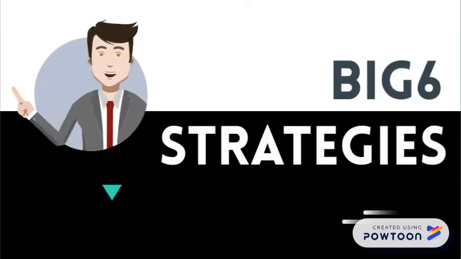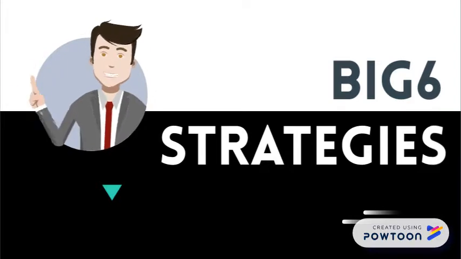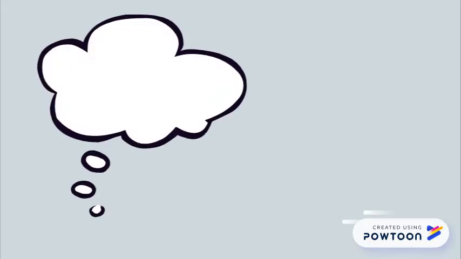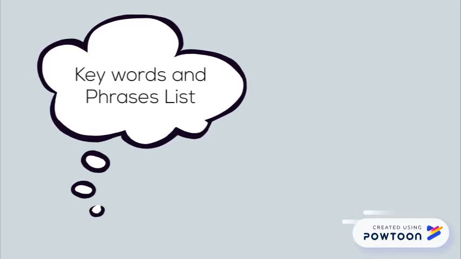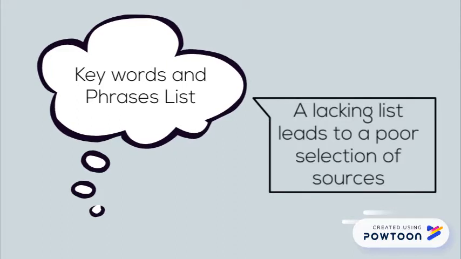Information-seeking strategies. Did Mr. Z determine all possible sources and select the best sources? Mr. Z needs to determine all possible sources and select the best one. To find sources, the most efficient way is by creating a keywords and phrases list. Mr. Z has done this, but his list is lacking, which will lead to a poor selection of sources.